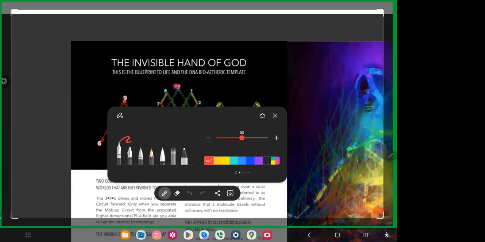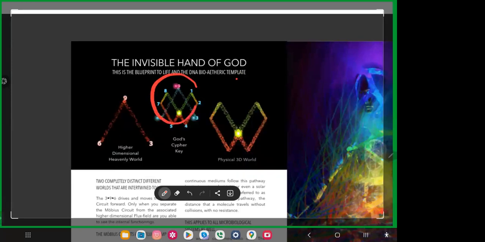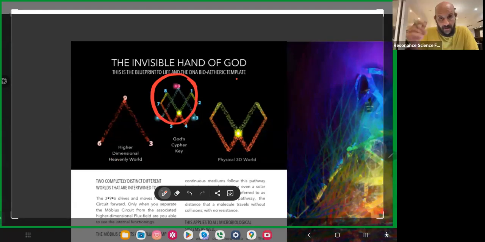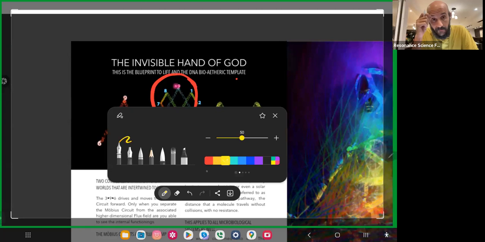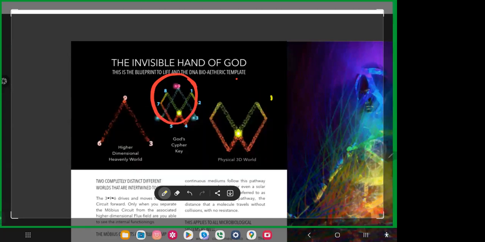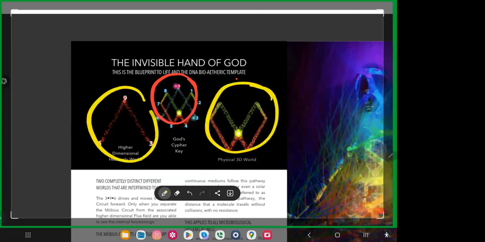Today, the base 10 is considered one system. That's wrong. The base 10 is two separate systems woven together, intertwined.